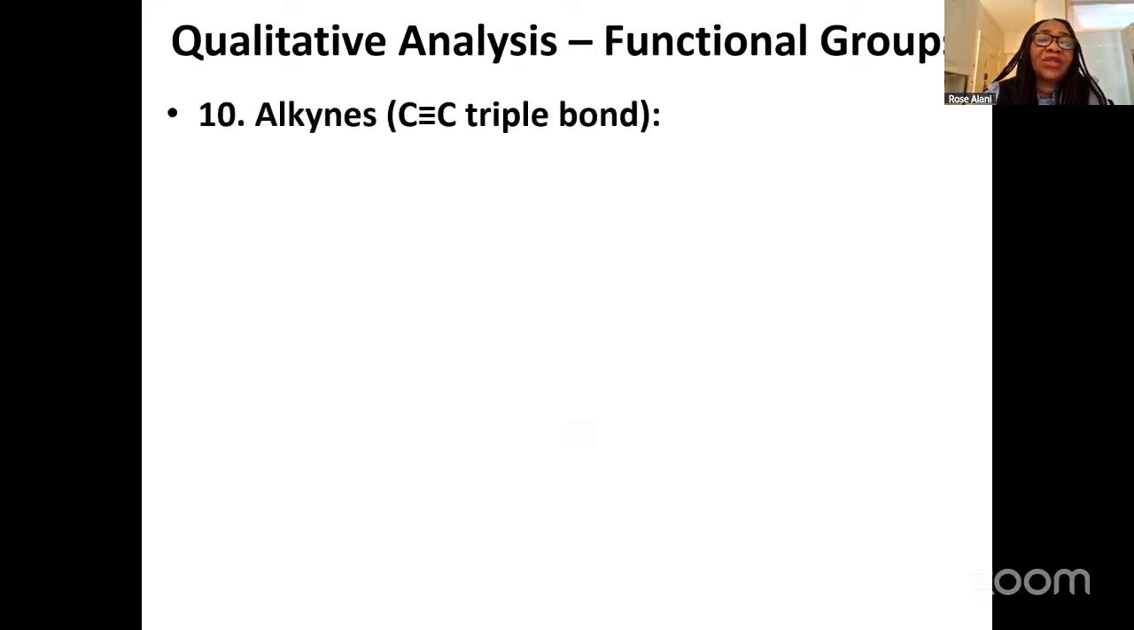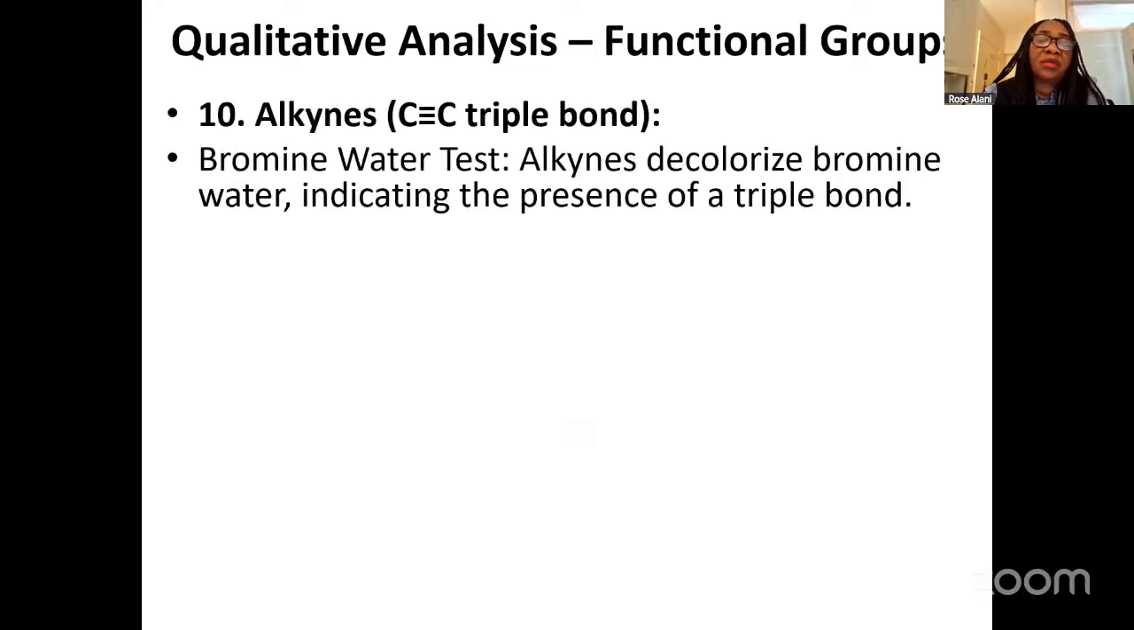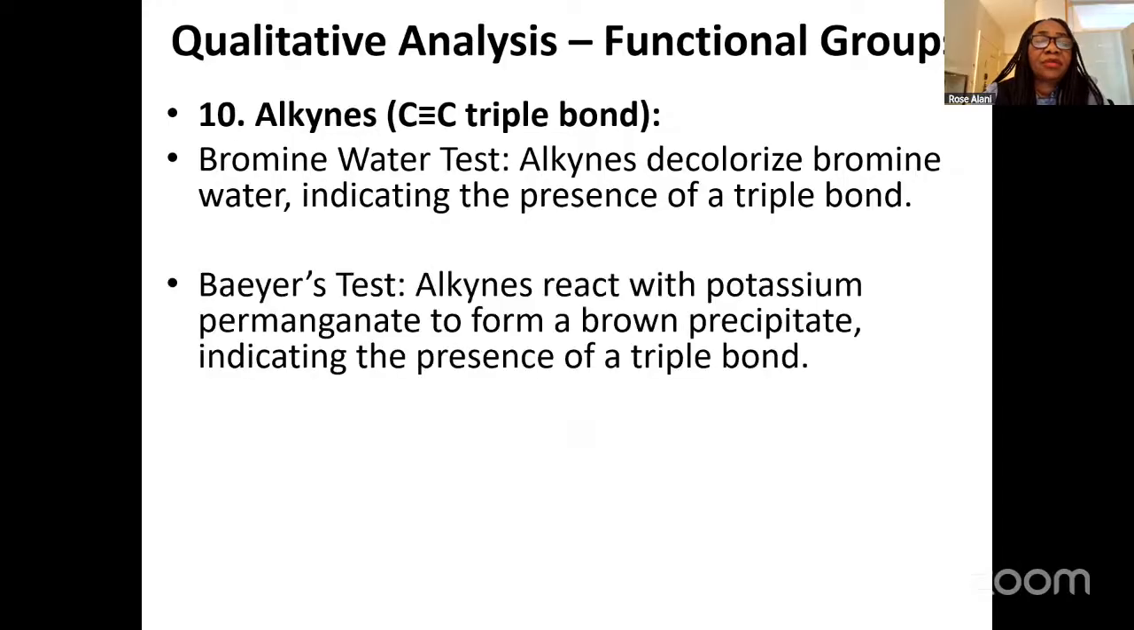So the alkynes also, how do we identify them? We carry out the bromine water test also for alkynes. Alkynes decolorize bromine water, indicating the presence of a triple bond. And Baeyer's test also, alkynes react with potassium permanganate to form a brown precipitate, indicating the presence of a triple bond.